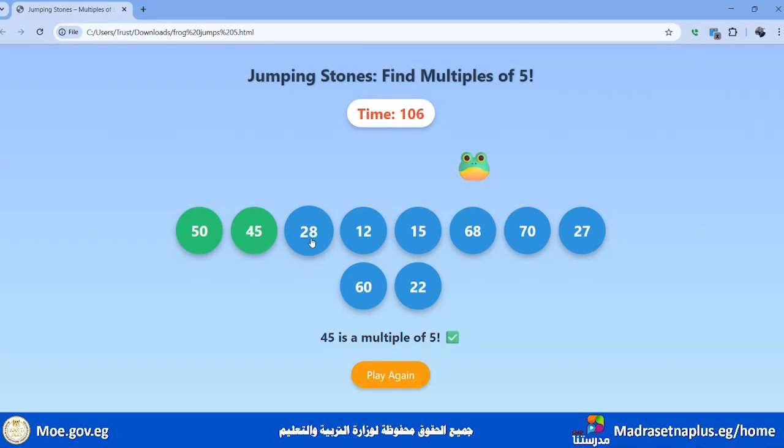Are you sure? Let's check. No, 28 is not a multiple. Why? Its ones digit is not 0 or 5. In the same way, 12 is not. 15, yes. Why? Its ones digit is 5. 68, not. 70, yes.